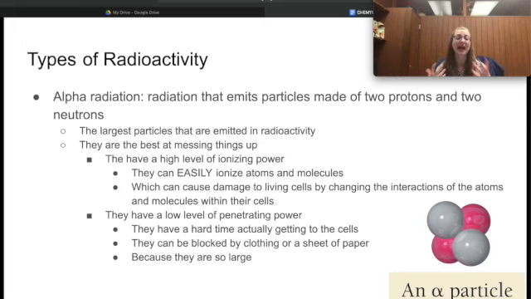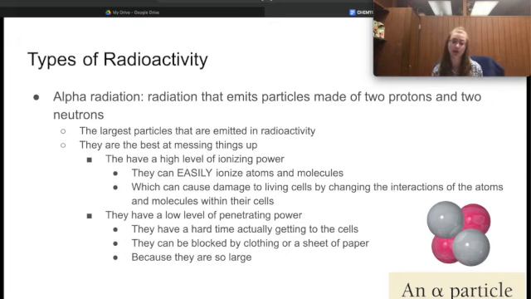So, alpha radiation is radiation that emits particles made up of 2 protons and 2 neutrons. Basically, a nucleus is unstable, and when it decides it's going to go through some sort of radiation emission, it gives up 2 protons and 2 neutrons, aka a helium nucleus, and it shoots that off. When this happens, you're actually changing the identity of your original nucleus. If you start with one thing and you change the number of protons, here we're emitting 2 protons, you're going to have a different identity of something else in the end.